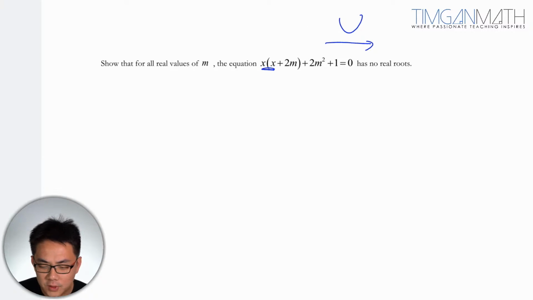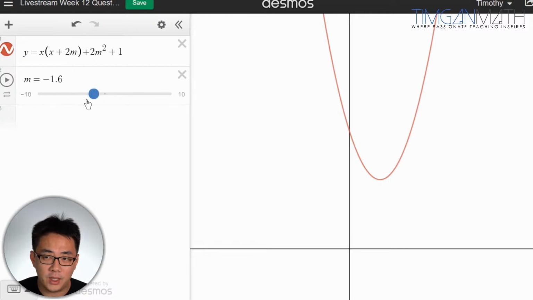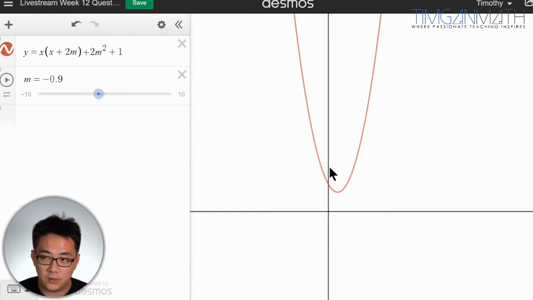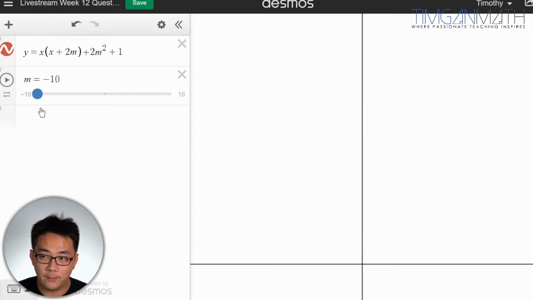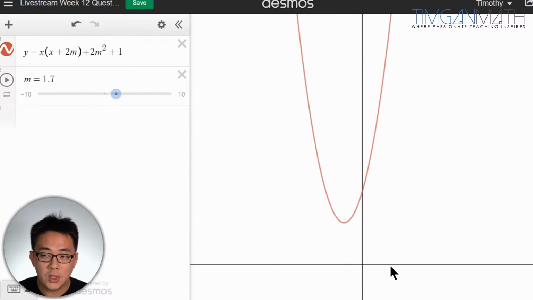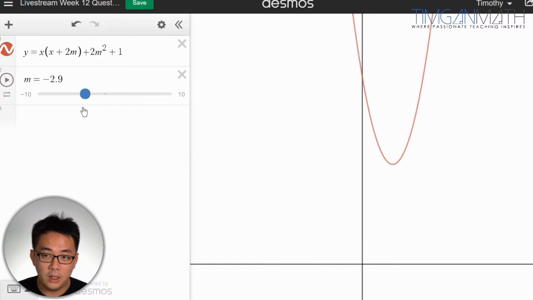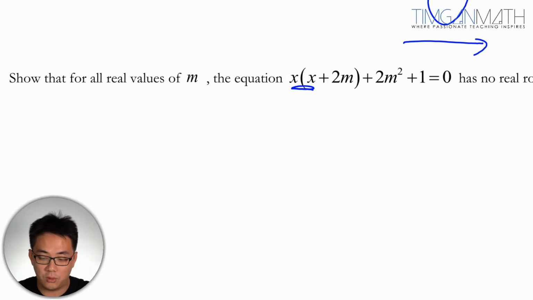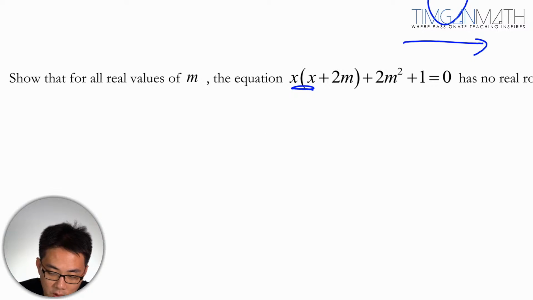So using a Desmos curve, similarly, I'm just going to put m here, and this is the value of m as it varies. As you can see, it sways from left to right, right? But it never ever touches or crosses the x-axis here and renders a solution, right? So the question now is, how do you show that it's always above the x-axis? So you use the discriminant. In other words, you need to show that the discriminant is always negative, it doesn't have a real solution.